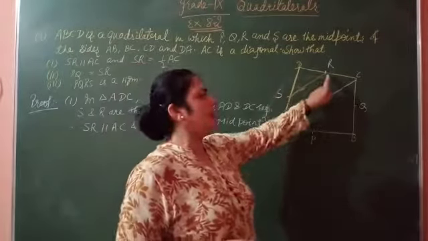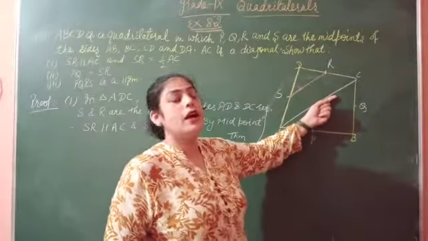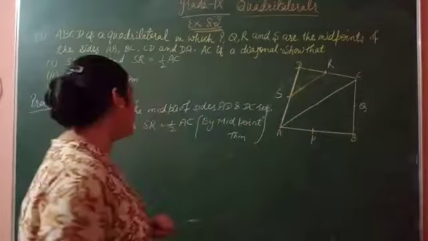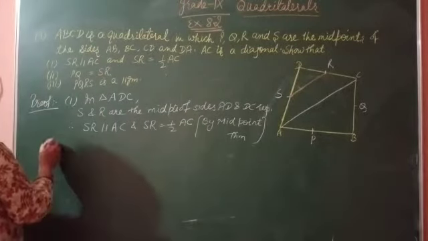So the line joining S and R, that is SR, with third side AC, is parallel to the third side AC and is equal to half of it. Clear? This is our first part. This we have proved. Now come to the second part.